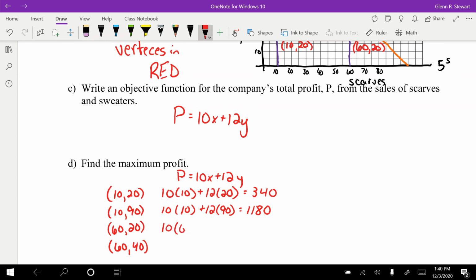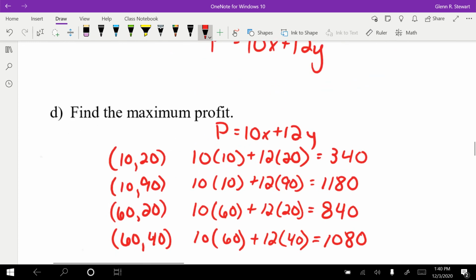10 times 60 plus 12 times 20. So 600 plus 240. 600 plus 240 is going to give me 840. And then 10 times 60 plus 12 times 40 is 600 plus 480, so 1080.